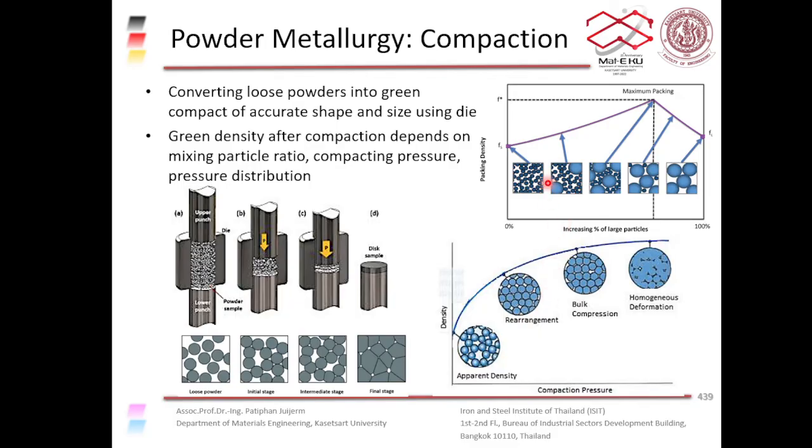Another factor affecting the density is the mixing particle ratio. For example, if you have just small particles or just large particles, you can see that the packing density will be quite low, right? Like if you have just small particles, you have this much packing density, and if you have just large particles, you will have this much packing density. But if you're mixing the large particles and the small particles, you get much better packing density.